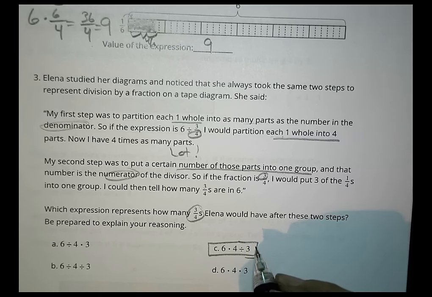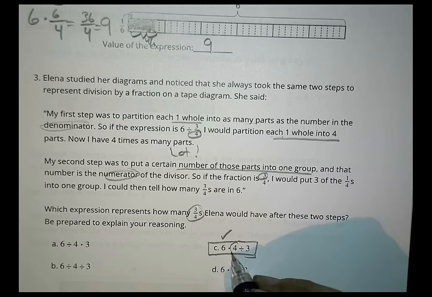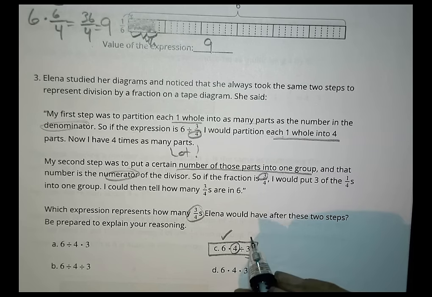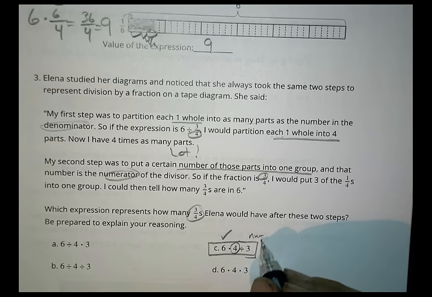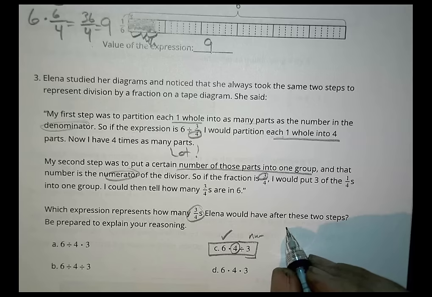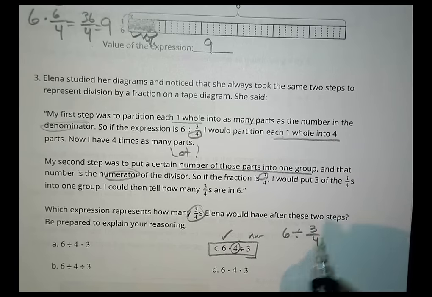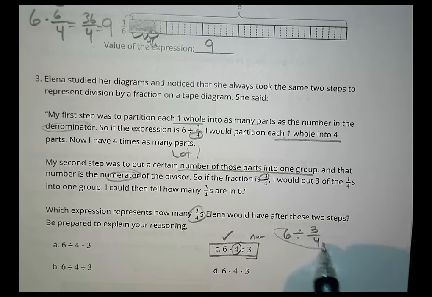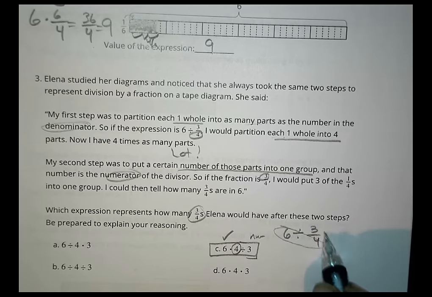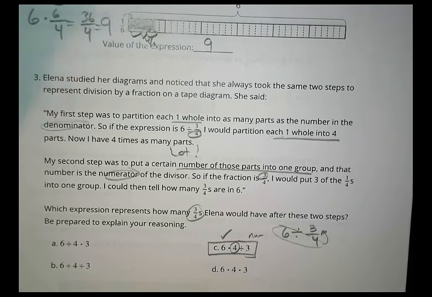So what she's doing is she's saying I'm taking the 6, the whole, and then I'm multiplying it by the denominator, which is 4, to make up that many large pieces. And then, this is my numerator part, I'm dividing by that part there. So if you think about it, if she's doing 6 divided by 3/4, what is she doing? She's doing 6 times 4, and then she's dividing by the numerator, which is 3. So that matches choice C right there.